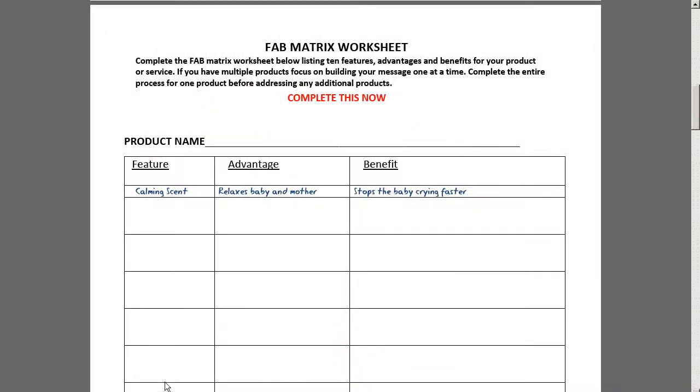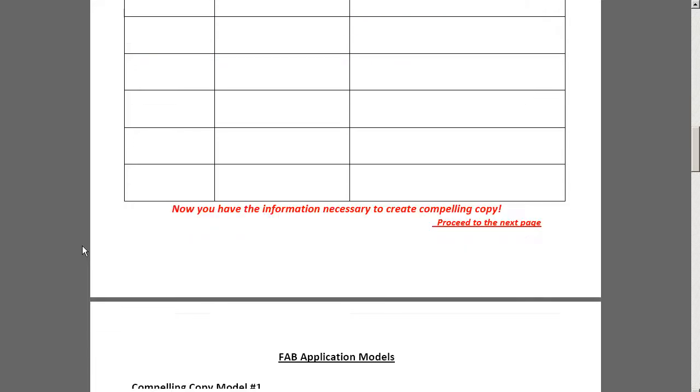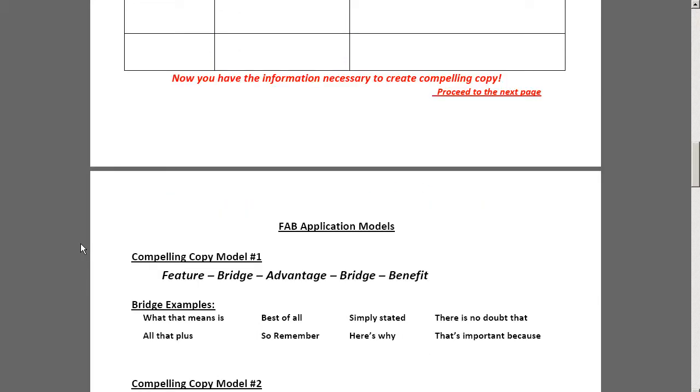Okay, so welcome back, and I'm welcoming you back from having created your FAB Matrix Worksheet. This is something that few people have done for their business, and it's a really useful exercise because it helps get you clear on a lot of things that may have become apparent to you as you went through the exercise. So now that you've got your 10 features, advantages, and benefits listed, we're going to continue on.